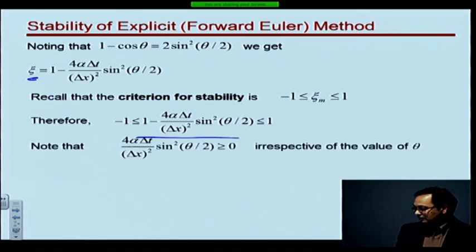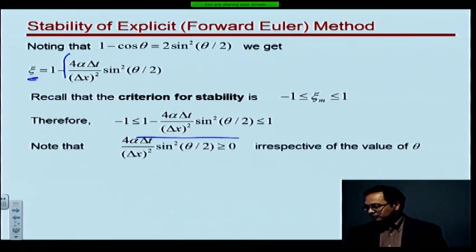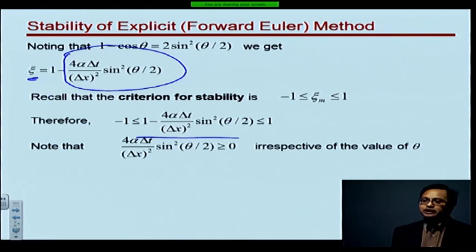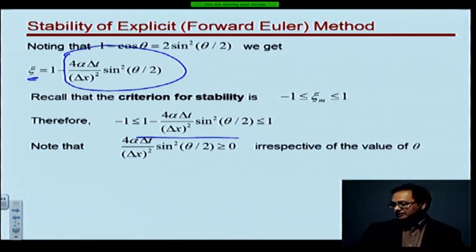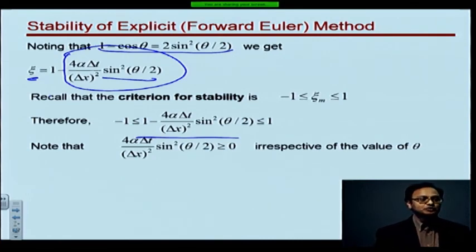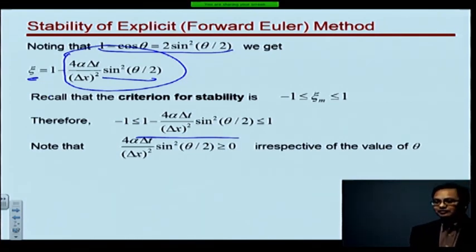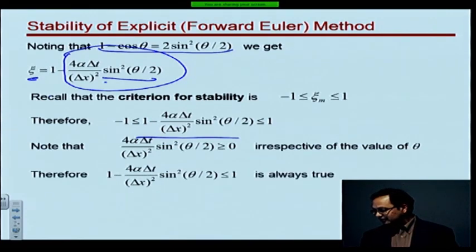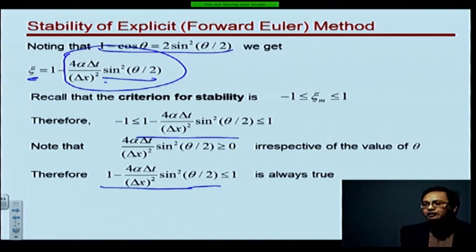Now this term here is always greater than 0, always positive, because sine squared is always positive, and of course alpha, delta t, delta x squared are all positive quantities. That's the reason we use this identity, because we wanted a sine squared here so we can clearly say this is positive or negative. If I keep the cosine around, it's hard to say if it's positive or negative. So this is always positive, and therefore irrespective of the value of theta, this is always true. If you subtract a positive quantity from 1, it's always less than 1.